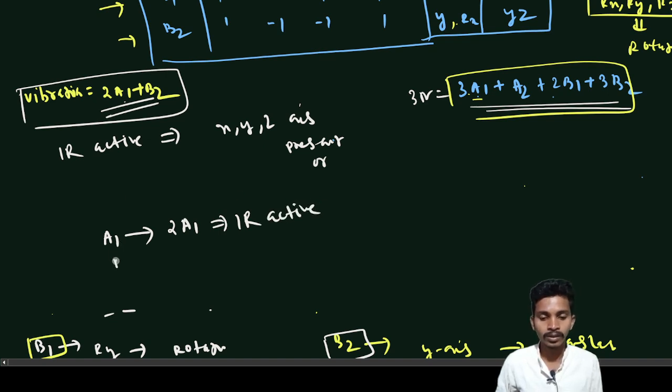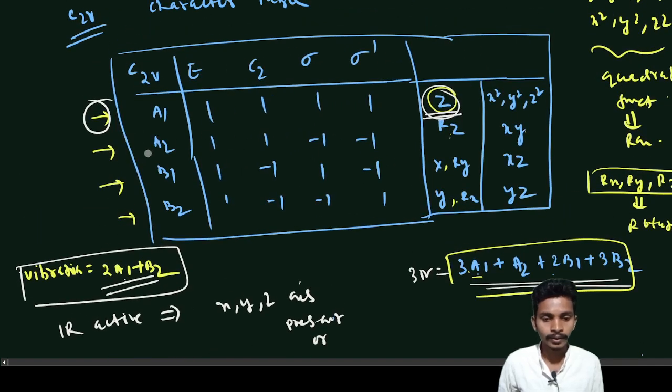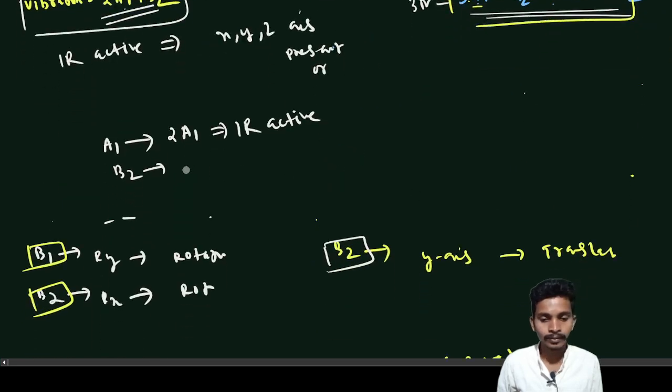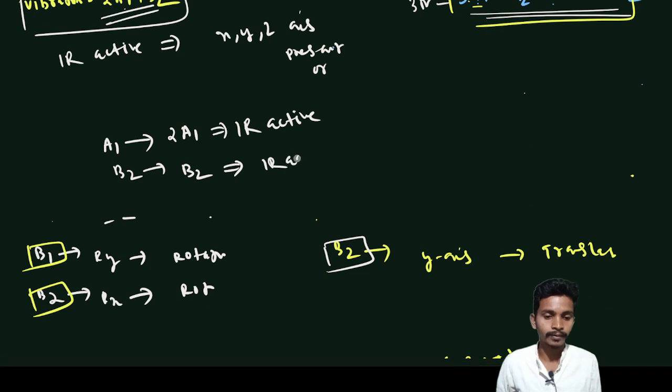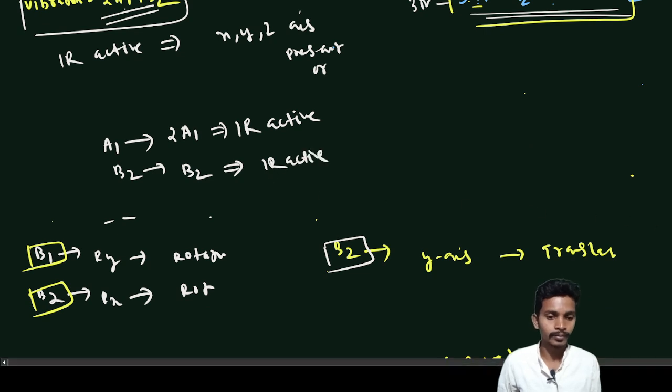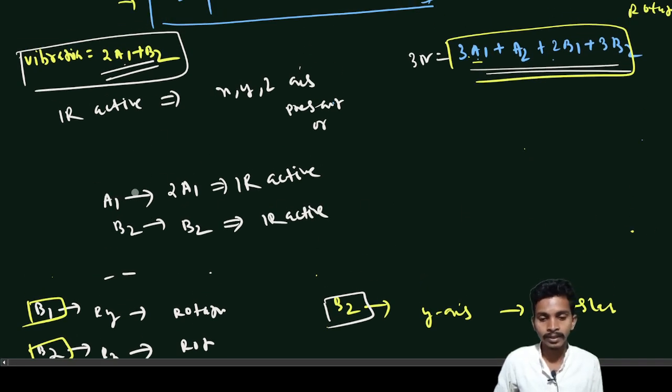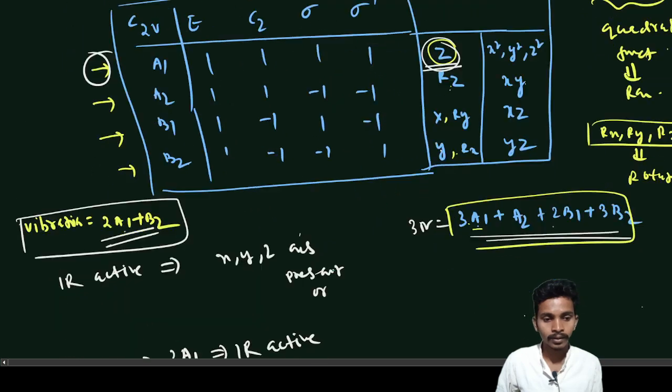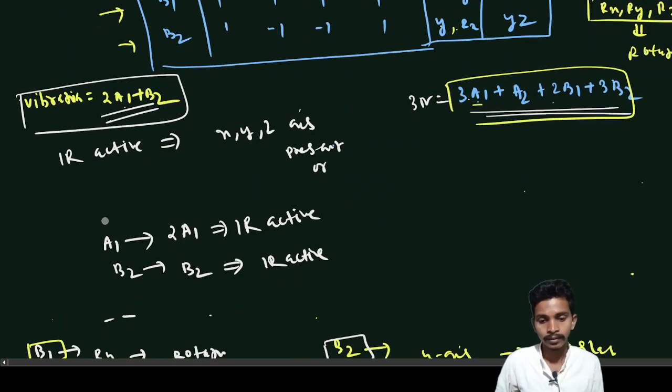And let's check for B2. So for B2, we see that y is there. So this is again B2 IR active. And here which axis is there? Here the z axis is there, and here the y axis is there.